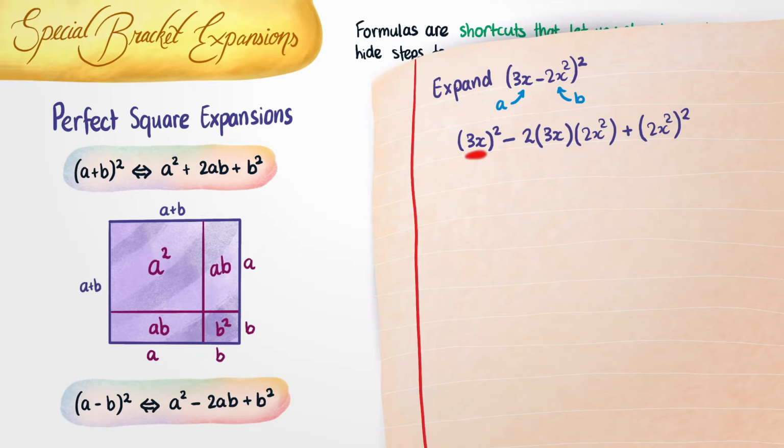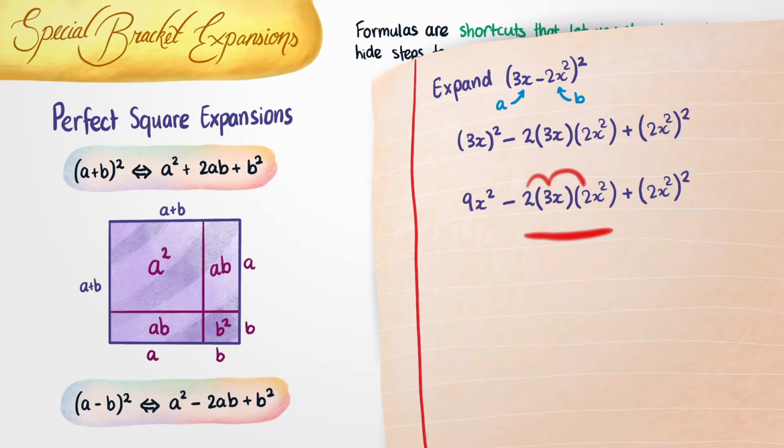So 3x all squared is just going to be the same thing as 9 times x squared. Next, we just simplify the second term over here. We notice that 2 times 3 is the same thing as 6, and then 6 times 2 is the same thing as 12. Then after that, we can multiply x by x squared to get x cubed. So we just get 12x cubed. Now finally, we just have this last term to deal with. Well, 2 squared is the same thing as 4, and then x squared all squared is the same thing as x to the power of 4. So let's make those replacements as well.